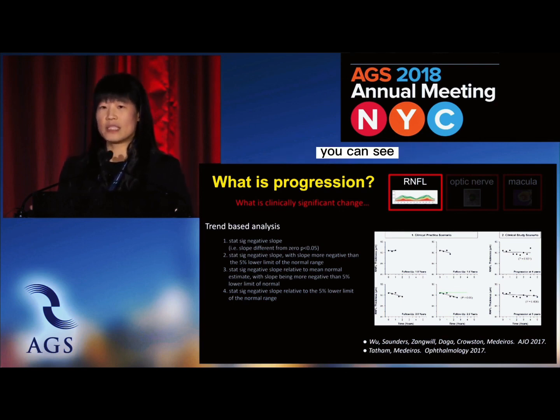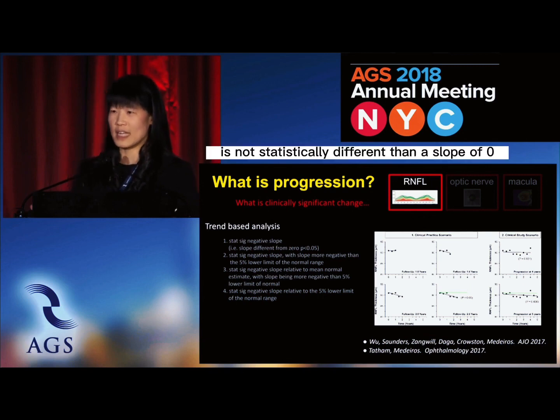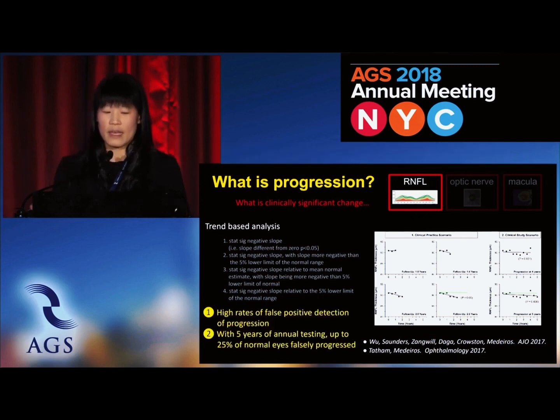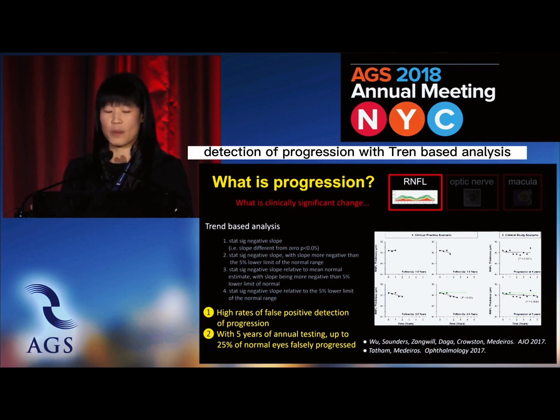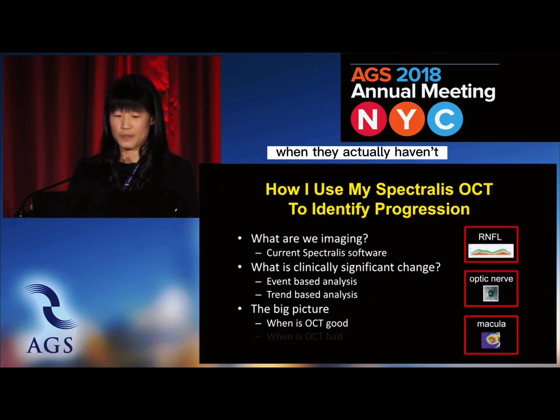So at the bottom here, you can see at 2.5 years, the patient is supposedly progressing according to trend-based analysis. However, if you add more data at 4 and 5 years, the lower right at 5 years shows that now my patient, same patient, is stable because the line is not statistically different than a slope of 0. So this study underscores that you can have false positive detection of progression with trend-based analysis, and up to 25% of normal patients can be deemed to have progressed when they actually haven't.